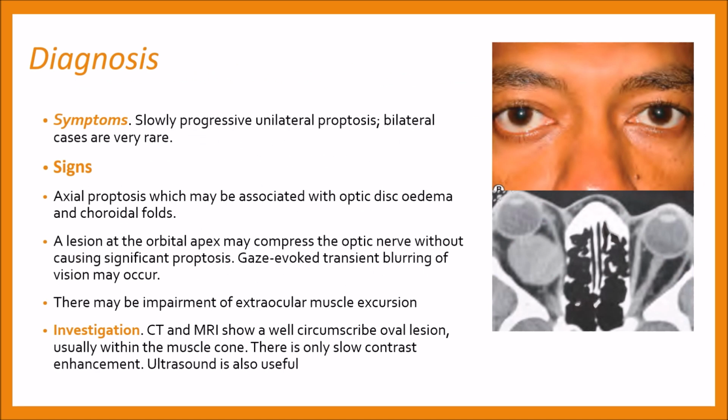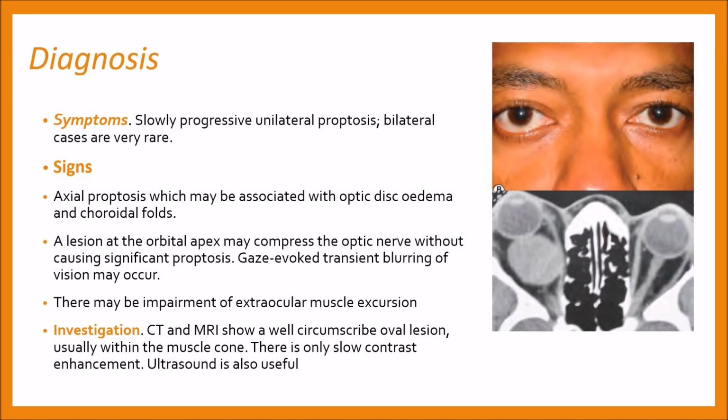Now, diagnosis is based on symptoms, signs, and investigations. It is a slowly progressive unilateral proptosis; bilateral cases are very rare. Axial proptosis, which may be associated with optic disc edema and choroidal folds. A lesion at the orbital apex may compress the optic nerve without causing significant proptosis. Gaze-evoked transient blurring of vision may occur. You can see the axial proptosis in this case, as in the figure.